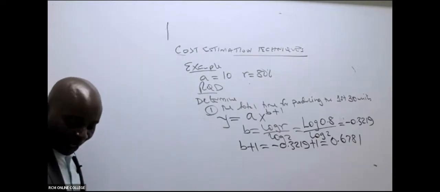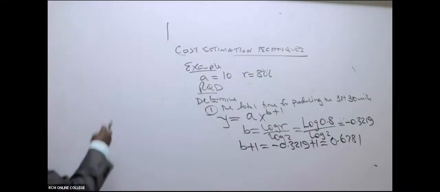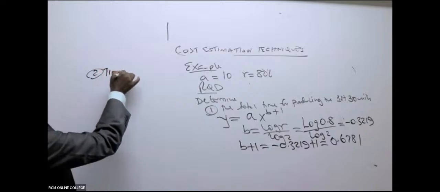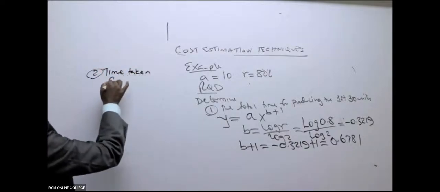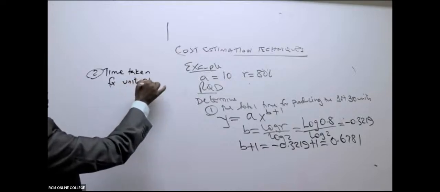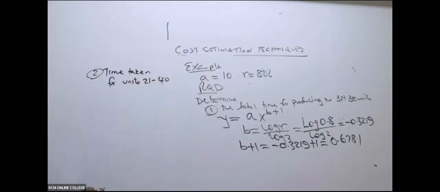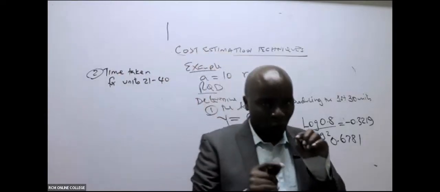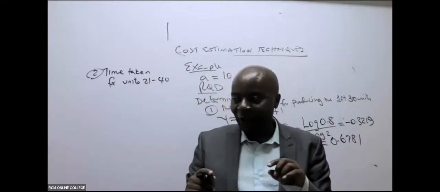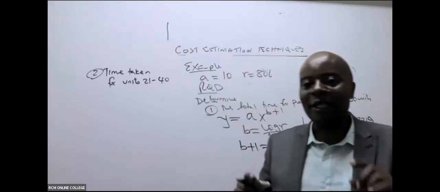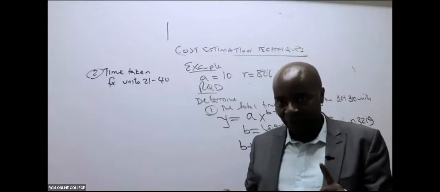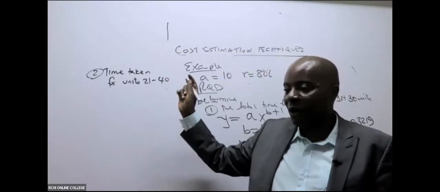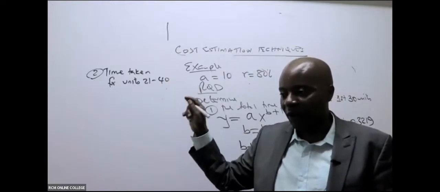So that's question number 1 with a solution. Then we go to question number 2. Time taken for units 21 to 40. Somebody wants you to give them the total time to be taken for producing units number 21 to unit number 40. So how many units do we have in between here, between 21 and 40? I'm now writing the solution.